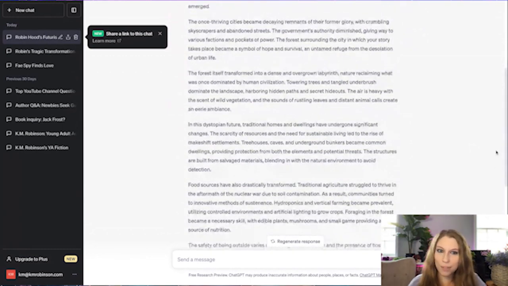Okay, that was not where I was going with this. So let's say I wasn't going with this. I could say that doesn't work and make it redo it, and it would.